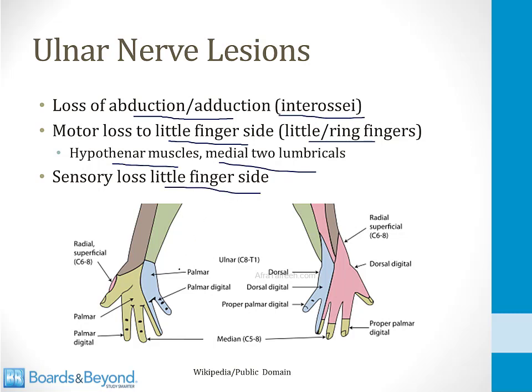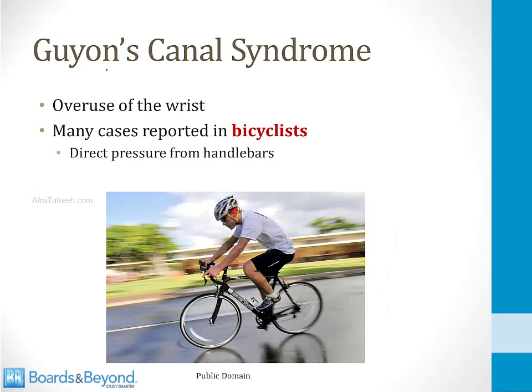If we look at this picture on the screen here, everything shown in blue on the palm side here and the dorsal side here is innervated by the ulnar nerve, so you can have sensory symptoms in those regions. Guyon's canal syndrome is the clinical finding of an ulnar neuropathy at the wrist caused by compression of the ulnar nerve in Guyon's canal. It's often seen in people who overuse the wrist, and many cases have been reported among bicyclists. This is thought to result from direct pressure on the wrist on Guyon's canal from the handlebars.